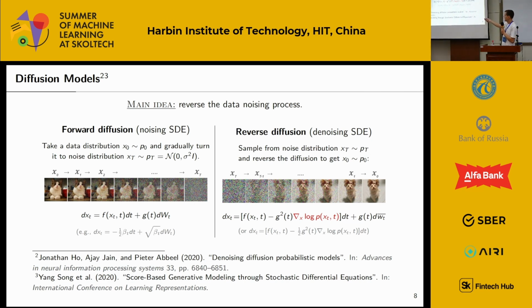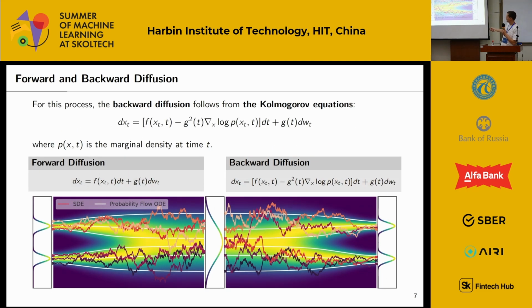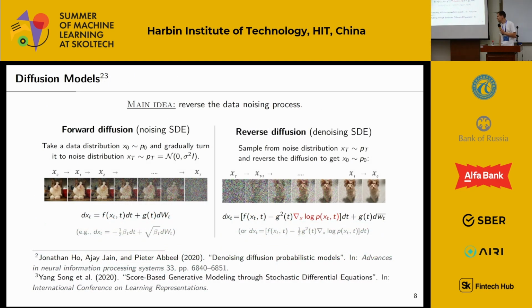What is this term? Gradient of logarithm of p of x, t. Basically, this is the logarithm of the marginal density of a diffusion process at time moment t. So if we consider these slices at some points, then this gradient of logarithm of p_t will be the gradient of logarithm of these densities at each marginal slice at time t. Of course, it is unknown.